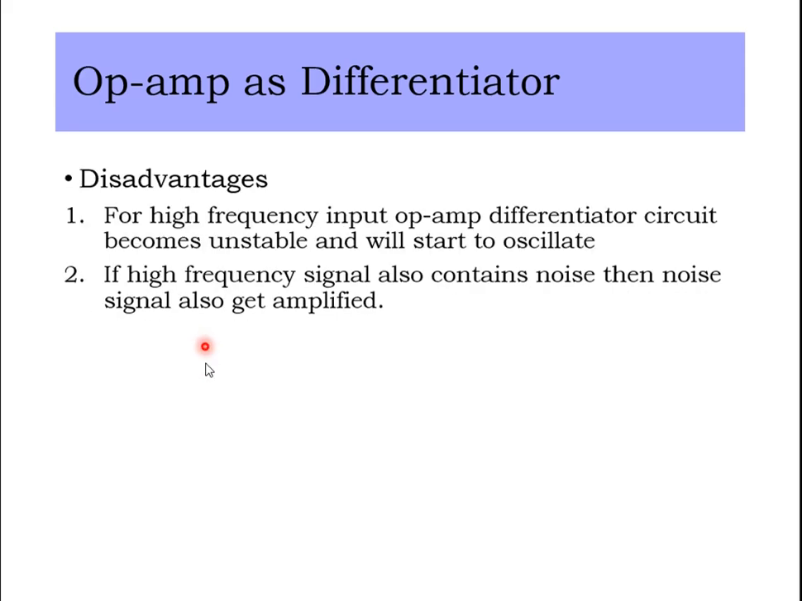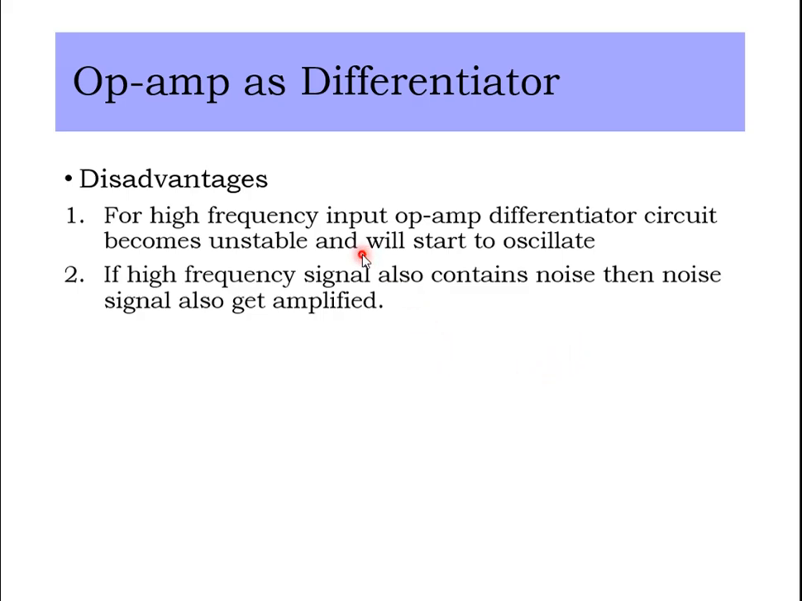So the disadvantage of op amp as a differentiator is, for high frequency input, the op amp differentiator circuit becomes unstable and it will start to oscillate. And if the high frequency signal also contains noise, then the noise signal also gets amplified. Noise means basically it is an unwanted signal. So if along with a high frequency signal a noise signal is also available, then the noise signal also gets amplified. Thus, most of the times we won't prefer a differentiator for high frequency input signals.